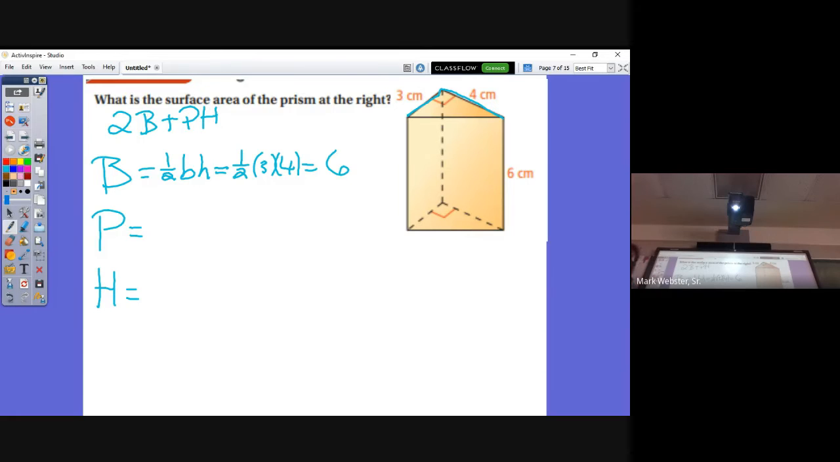And then the perimeter. Well, let me go back to the base. I've got this side is 3 and this side is 4. Wait, what's the third side? I don't know. Well, yes, I do. It's 5, right? So Pythagorean triple, if you remember that, you don't even have to think about it. You can be like 3, 4, oh, 5. You could also, if you don't remember your Pythagorean triples, do the Pythagorean theorem real quick.